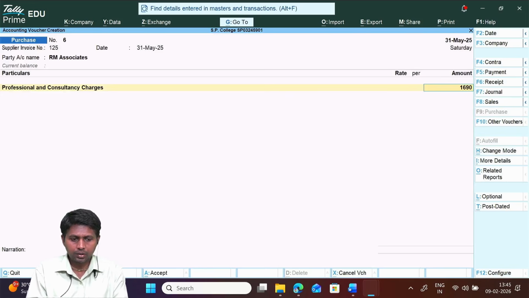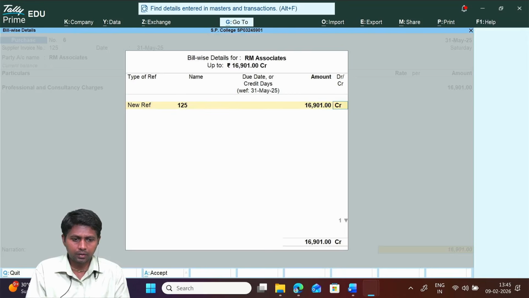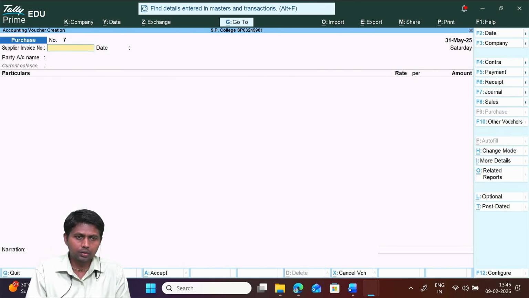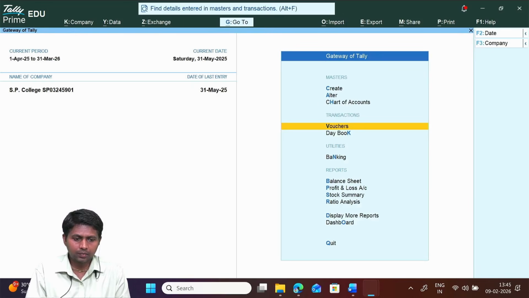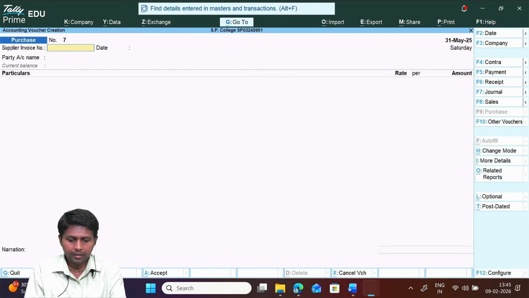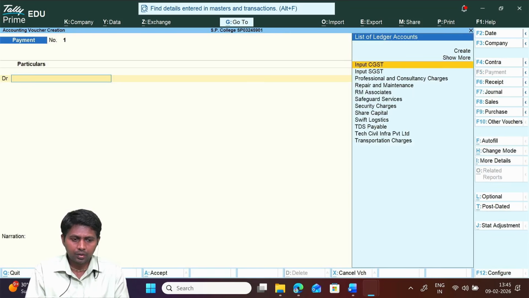Like this you can solve the assignment, and the remaining transactions as well. After this, what to do? Then in the next month before the 7th, pass the payment entry. Payment, F5. But don't pass a manual entry. Say autofill. In autofill, statutory payment, say TDS.